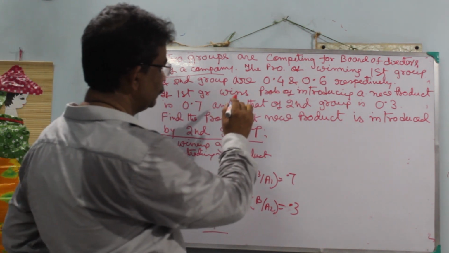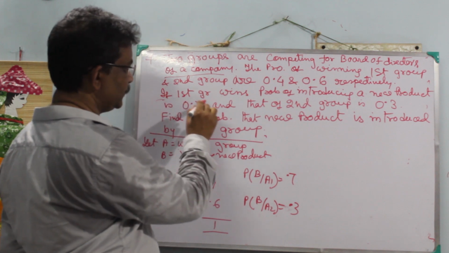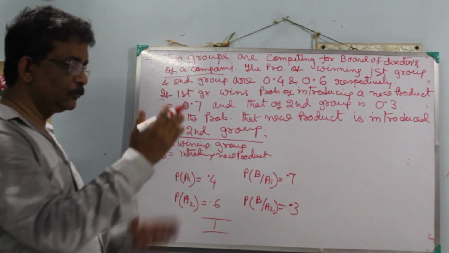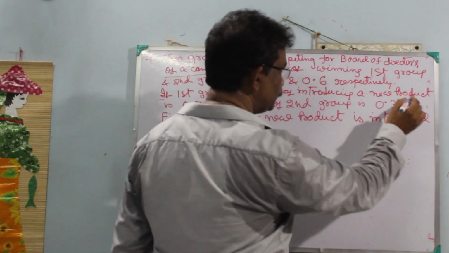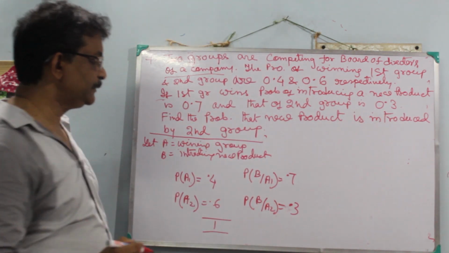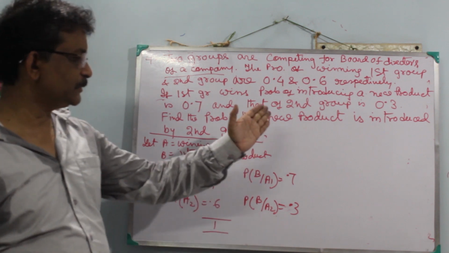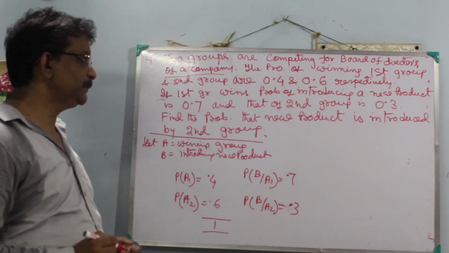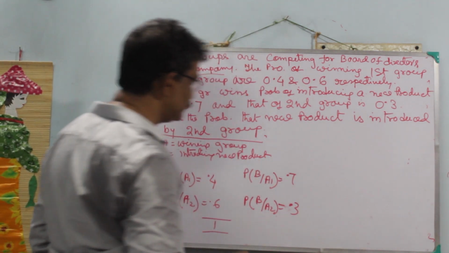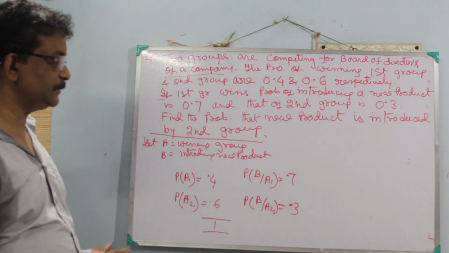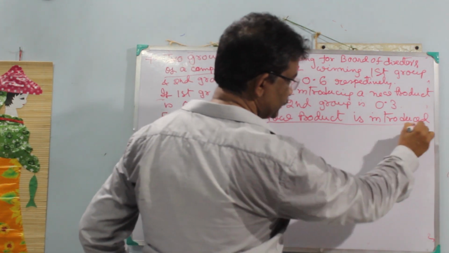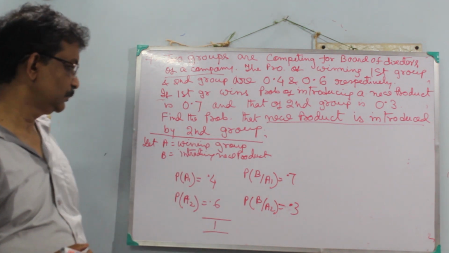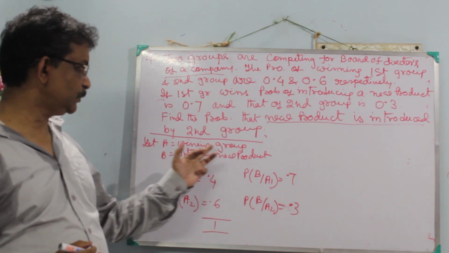If the first group wins, the probability of introducing a new product is 0.7, and if the second group is selected, the probability of introducing a new product is 0.3. Find the probability that the new product is introduced by the second group. That means it is given that a new product is introduced, and what is the probability that it was introduced by the second group. So I make a chart.